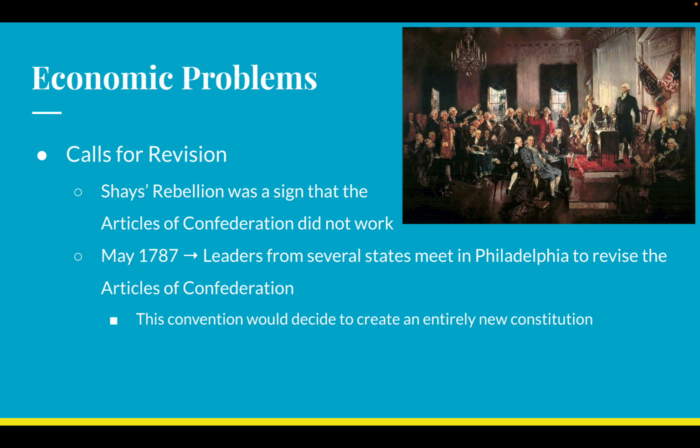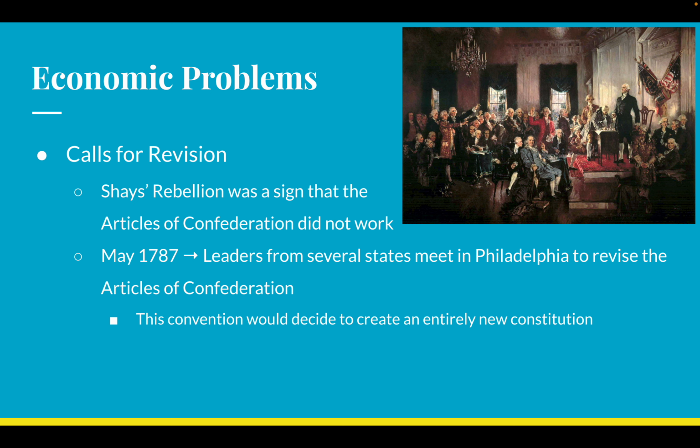So by May of 1787, a bunch of different leaders from a bunch of the states meet in Philadelphia, Pennsylvania, and they decide, okay, the Articles are currently broken. Let's fix them. But here's the thing. These people are sent here to fix the Articles of Confederation. But when they get there and they start discussing, they realize the Articles are broken beyond repair. The Articles of Confederation will never actually work. And because they will never actually work, they decide to completely throw them out and start from scratch. And that Constitution that they create in the summer of 1787 is the same Constitution we have today.